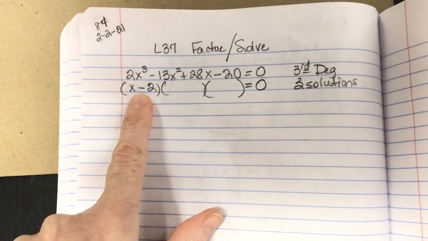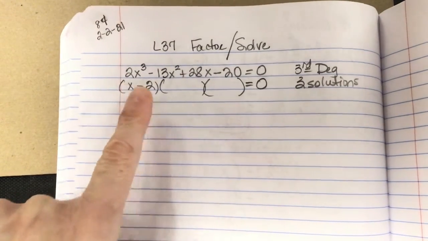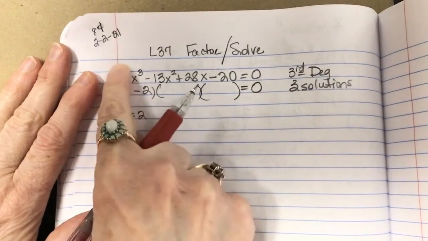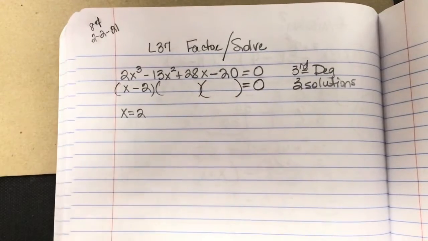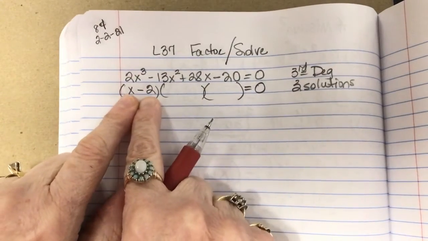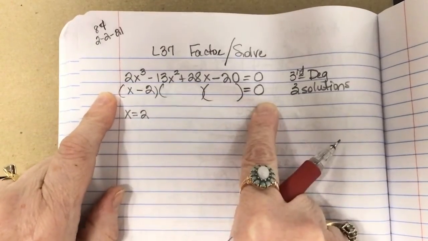I know this is a factor, so I need to do division. If I can divide this into this, then the remainder will be 0. I know it has to be 0 because we've already said it's a factor. We're writing the factors across here.